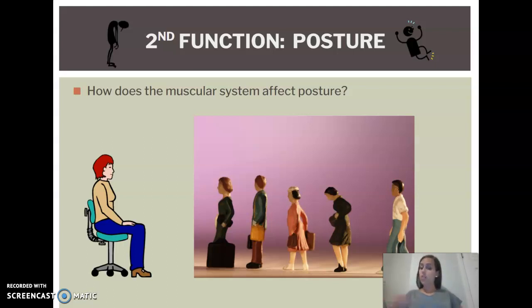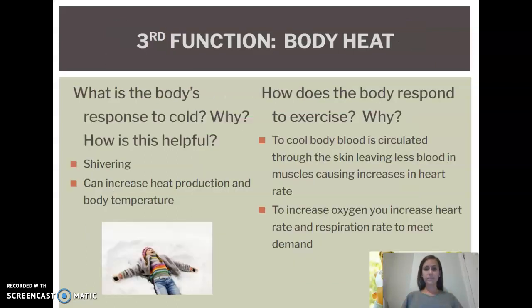And so the stronger our muscles are, or the more muscle tone that we have, it's going to help improve our posture. This image kind of shows it a little bit. But as we age, we are going to have less muscle tone and less muscle strength, and therefore our posture is going to decline naturally as we age.